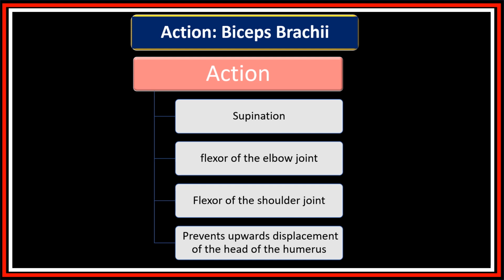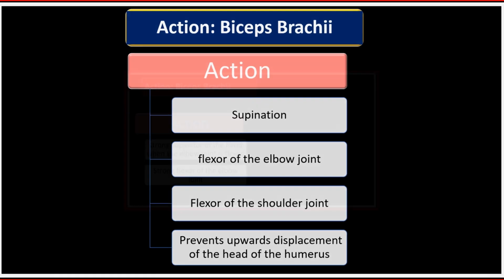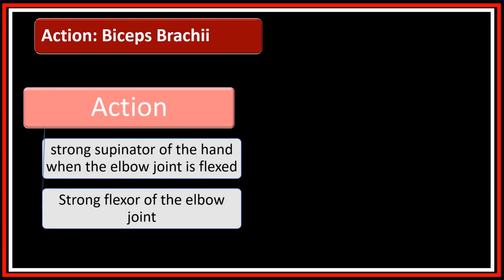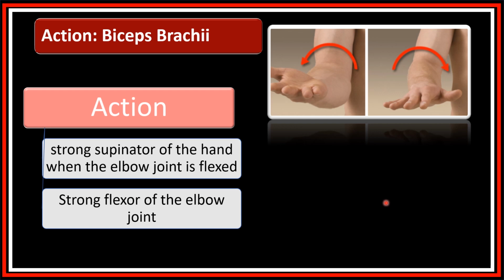Now, we'll also look at the action of preventing upward displacement of the head of humerus. We're going to use very wonderful pictures to actually explain them. Let's start with its action of supination. Biceps brachii is a strong supinator of the hand, and it is strongest when the elbow joint is flexed. This hand here is pronated, and then at this point we see the biceps brachii carrying out its action of supination.